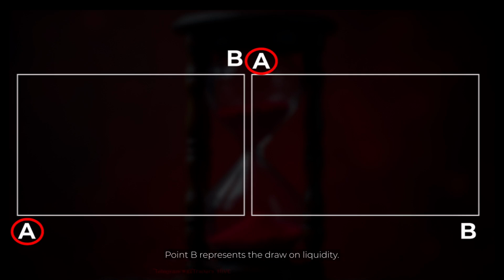Point B represents the draw on liquidity inequality. That's the terminus. That's the end of our basically anticipated program, whether it be a buy or sell program. And that is where we begin with determining point B, with determining the draw on liquidity inequality, and then we look at where the point of interest is.